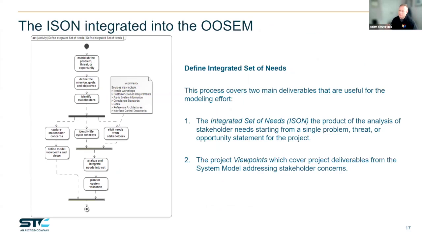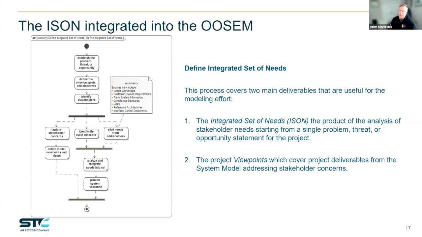And then within define integrated set of needs, we created this updated kind of summation of what we thought was basically the lifecycle concepts and needs definitions process. So we covered the establishment of the problem, threat, and opportunity, like as a singular statement, the definition of the missions, goals, and objectives, identification of stakeholders, and then identifying the lifecycle concepts, eliciting needs from those stakeholders, analyzing and integrating all of that into a set, and then also planning for validation activities as well.